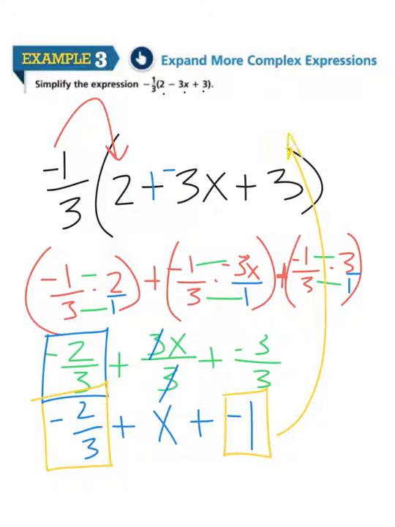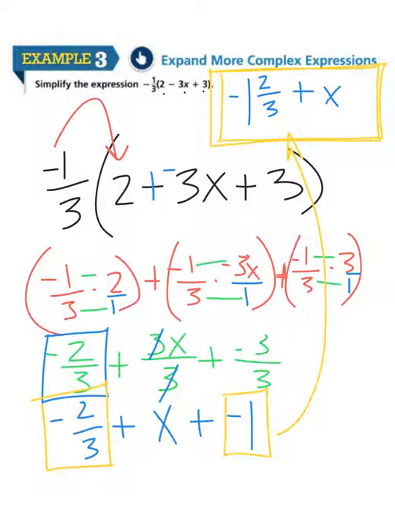And I'm going to write my final answer up here because I kind of ran out of space. So I'd have -1 2/3 plus x. I know that's a lot. So let's look at another example.